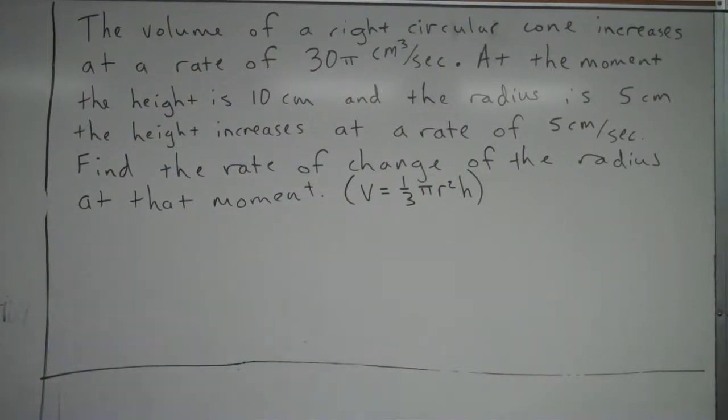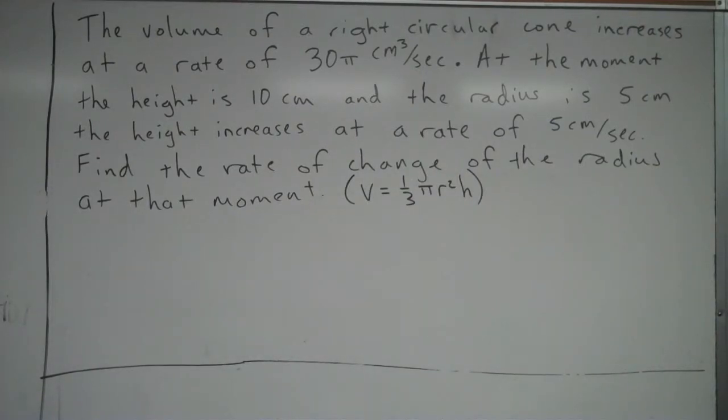Alright, so here we have another related rates problem. Let me just read it to make sure everything's clear. The volume of a right circular cone increases at a rate of 30 pi cubic centimeters per second. At the moment the height is 10 centimeters and the radius is 5 centimeters, the height increases at a rate of 5 centimeters per second. Find the rate of change of the radius at that moment.